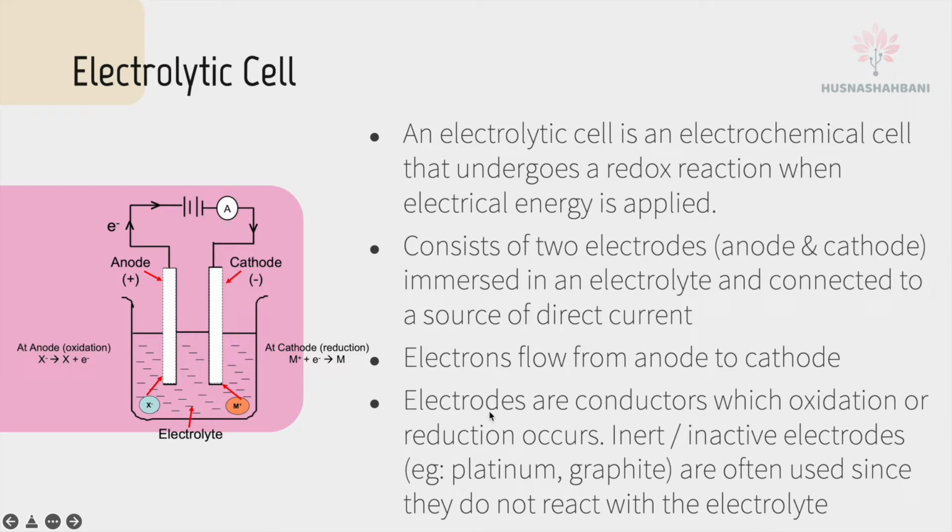Electrodes are conductors at which oxidation or reduction occurs. So here is where oxidation and reduction occur, at the anode and at the cathode. Inert or inactive electrodes, for example platinum or graphite, are usually used for the anode and cathode, since they do not react with the electrolyte.